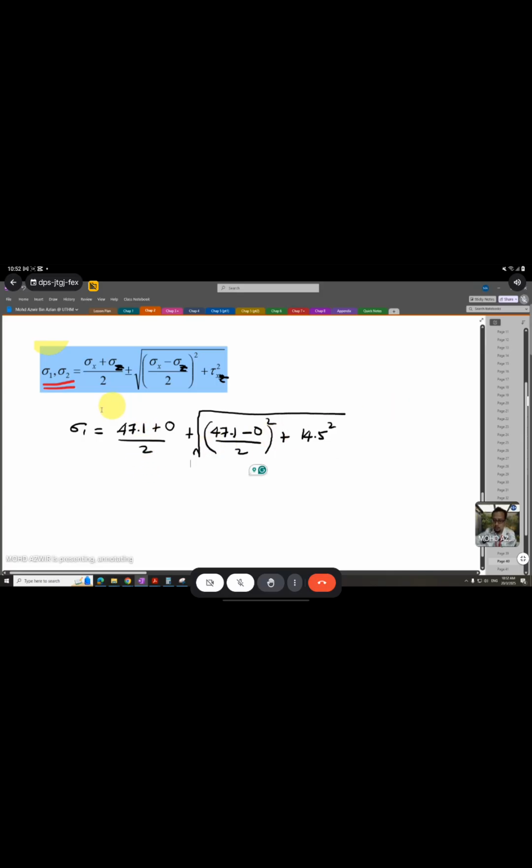So can you calculate this one first? 47.1 divided by 2. Give me the answer of this. 47.1 divided by 2, you get 23.55. Then give me the answer in this one. Square root.